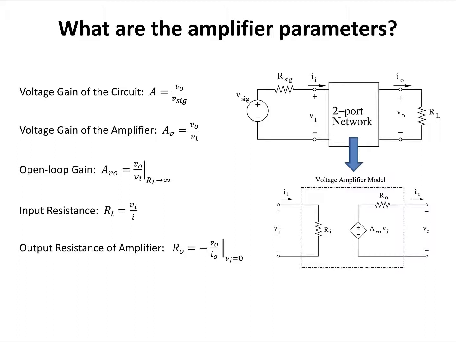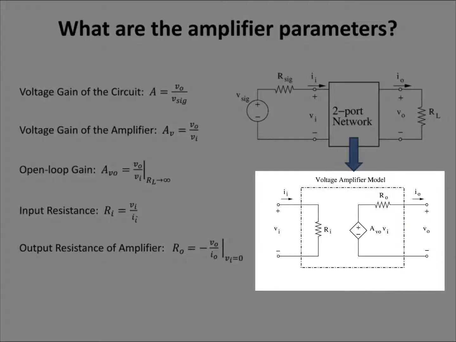Since BJT and MOSFET devices are voltage amplifiers, we are going to use the well-defined voltage amplifier model to characterize them and use them as building blocks in analog circuits. This is the voltage amplifier model.